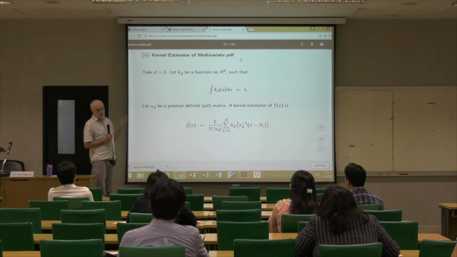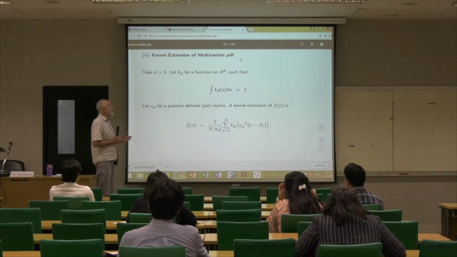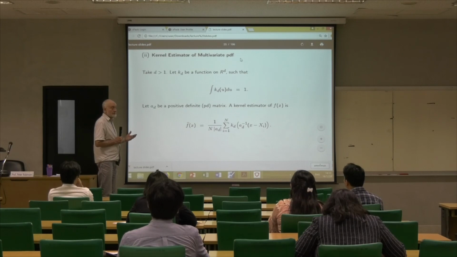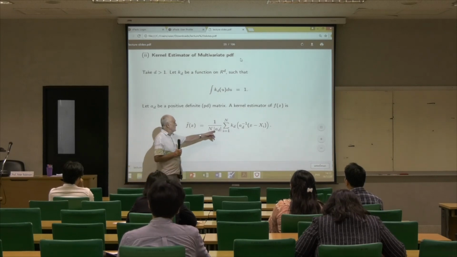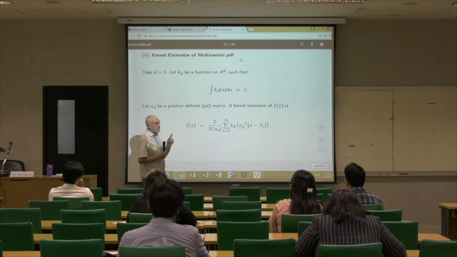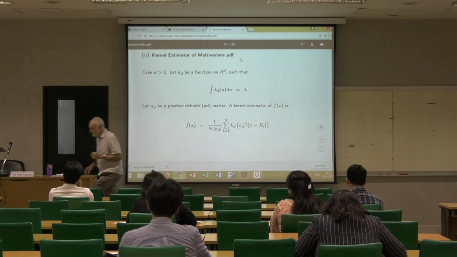Now, this is more generality than we need, because in practice it would be quite difficult to choose a general d-dimensional positive definite matrix. So in practice we would specialize. We might actually choose A to be proportional to the identity matrix, so just one unknown bandwidth. I'll say more about that. In general, it can be a matrix.